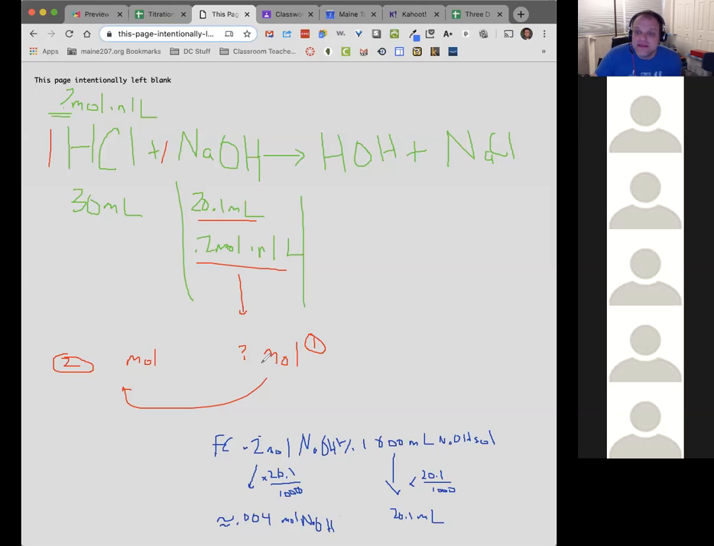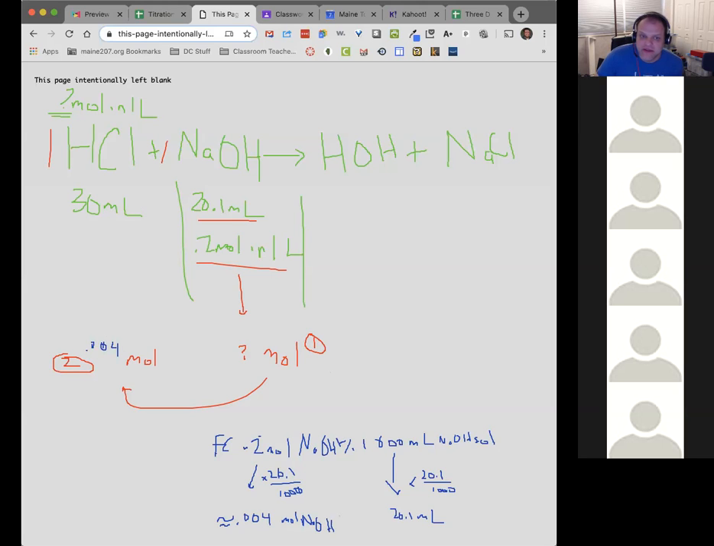Okay, and because this is 1-to-1, then this is also around 0.004. Okay, and that 0.004 moles is the number of moles in 30 milliliters of HCl.